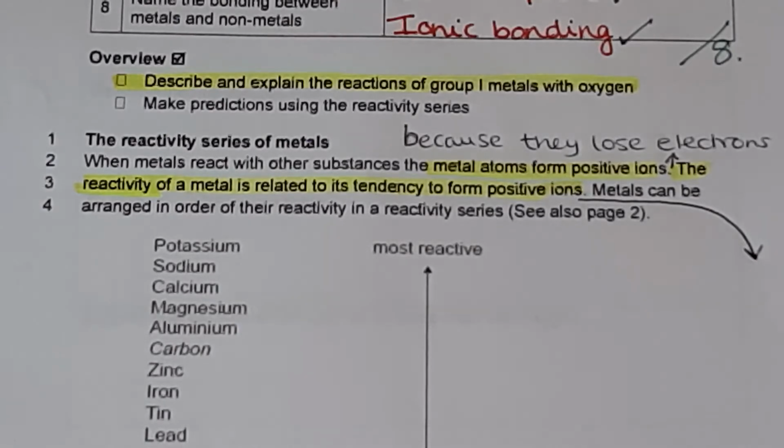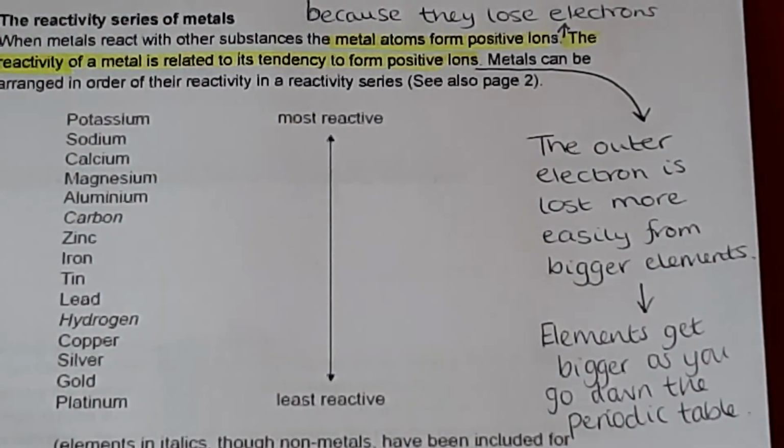We're going to write a note about that. Okay, so as you can see, I've written that. The outer electron is lost more easily from bigger elements. And then I've added more information, so elements get bigger as you go down the periodic table. What I want you to do is make sure you've written that down. Pause the video if necessary, so you've got that written down, please. This is really important information.